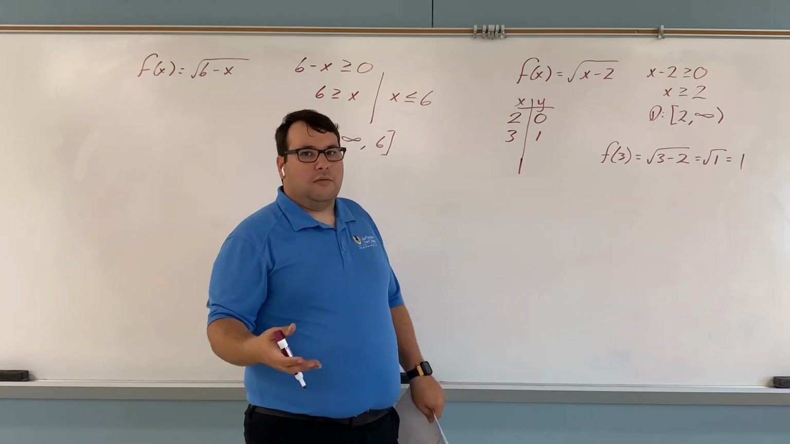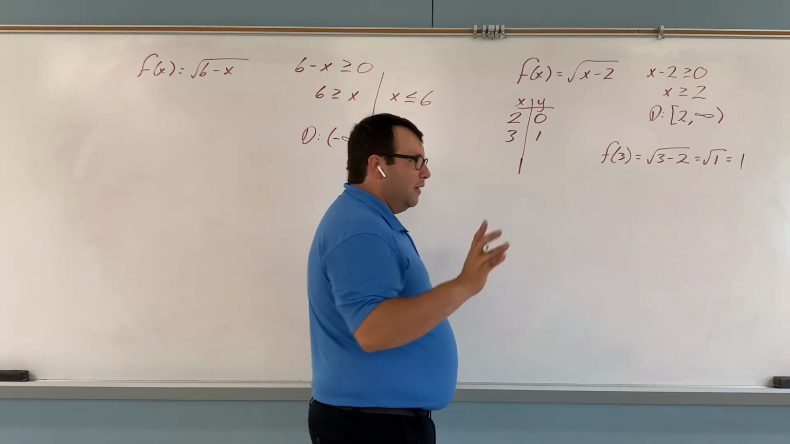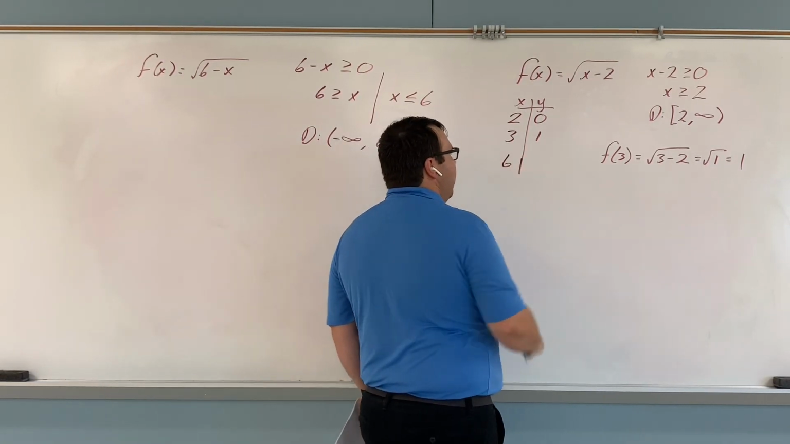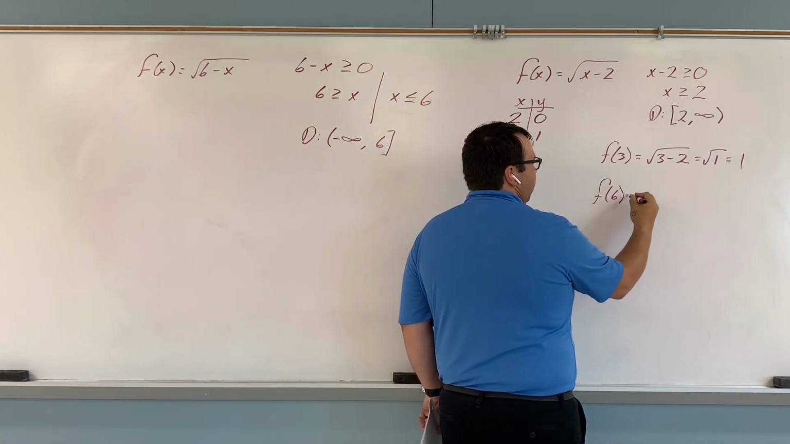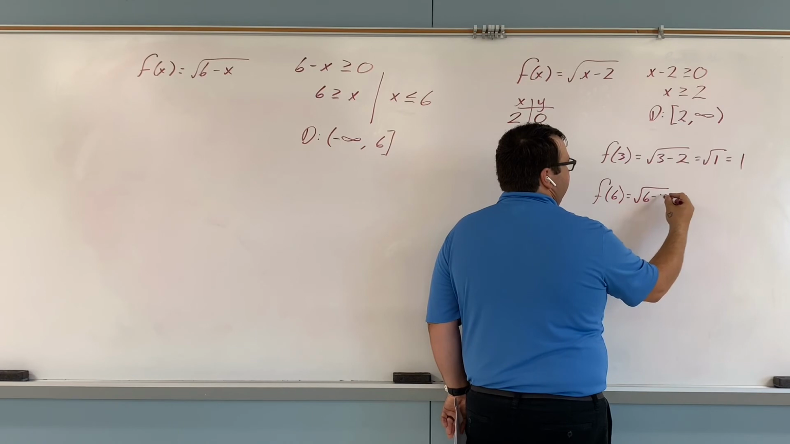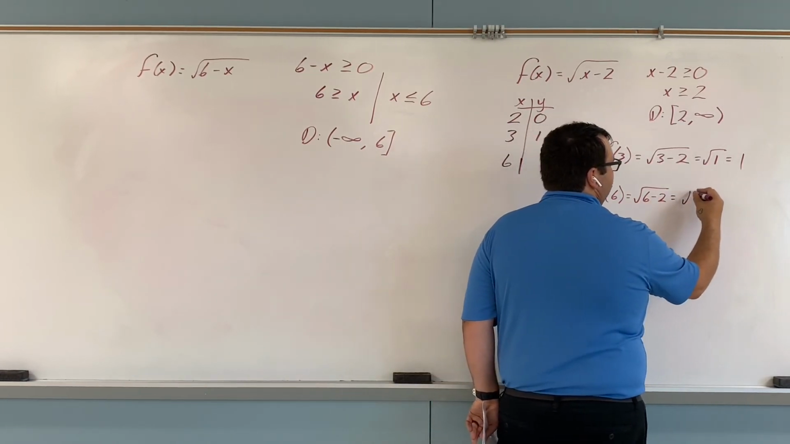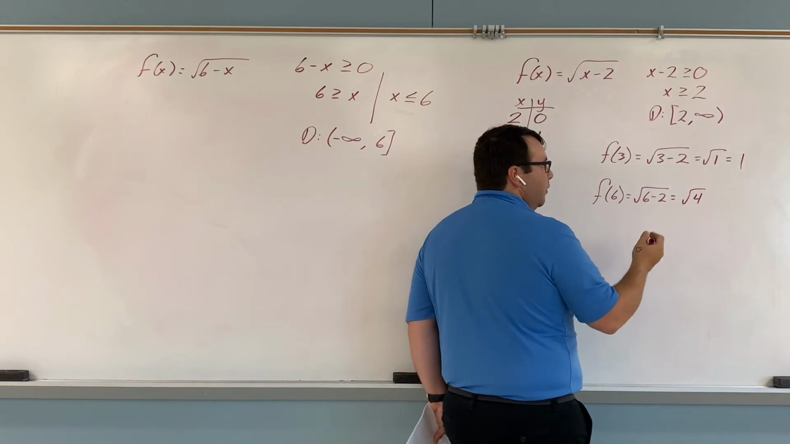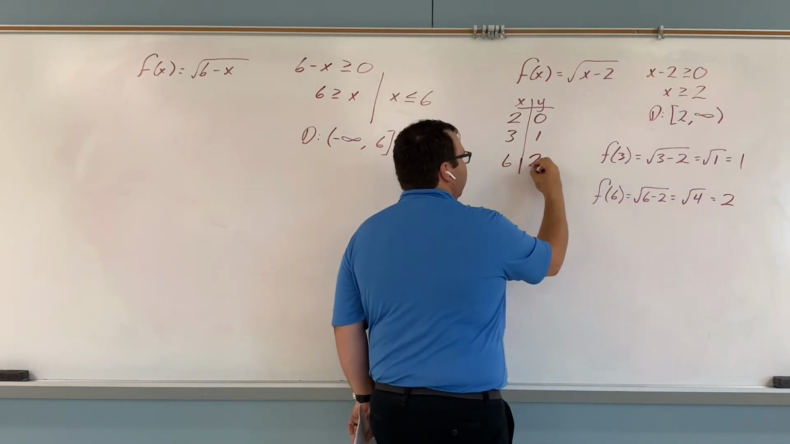But what if I put 6 into this problem? You might be thinking, how in the world did you get 6? Check this out. If I put 6 into my problem, f of 6 is going to be the square root of 6 minus 2. What is 6 minus 2? 4. So the square root of 4 is 2. Hey, look at that. It came out perfect.